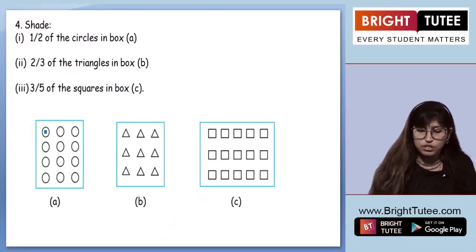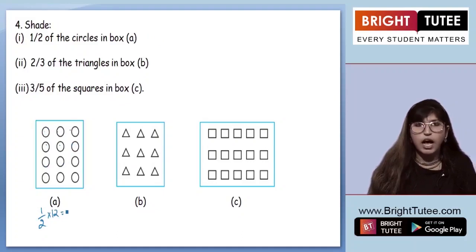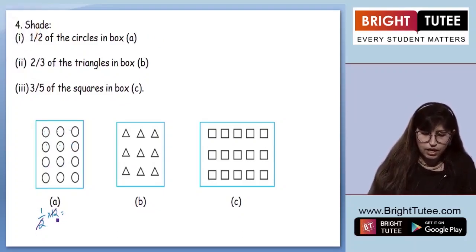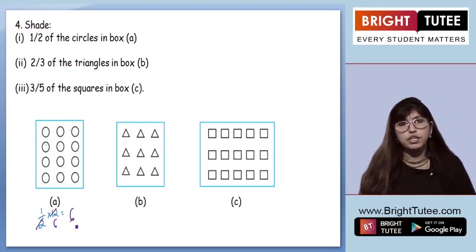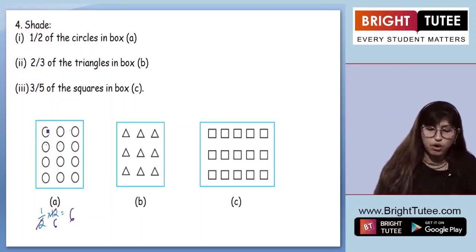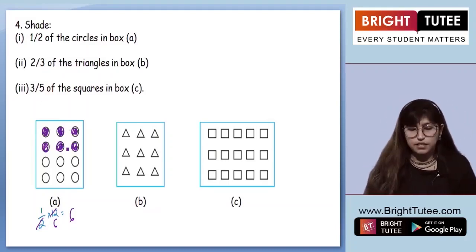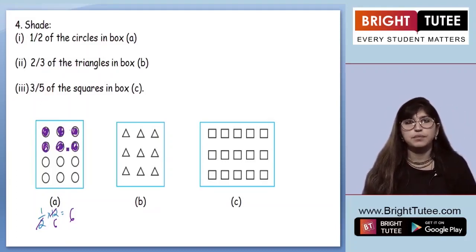So if we count it, 1, 2, 3, 4, 5, 6, 7, 8, 9, 10, 11, 12. So half of 12 would be half times 12. Cancelling that out, we'll be getting 6. So 6 circles we need to shade in box A. So we'll be shading this 1, 2, 3, 4, 5, 6. So we'll be shading 6 circles in part A.